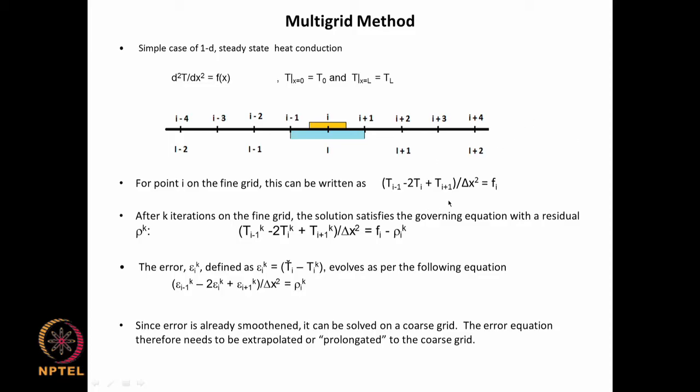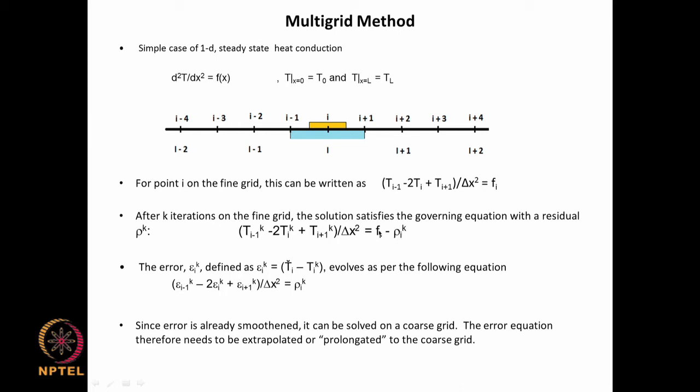But you are solving the AT = B in an iterative way, and we have seen the Gauss-Seidel method. So, after k iterations on the fine grid, the solution T_i^k satisfies the governing equation with a residual. That residual is such that (T_{i-1}^k - 2T_i^k + T_{i+1}^k) / delta x squared is equal to F_i. It is not exactly equal to F_i, but F_i minus rho_i^k. So, this is the residual.